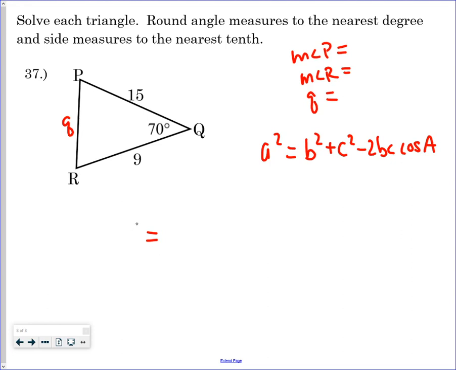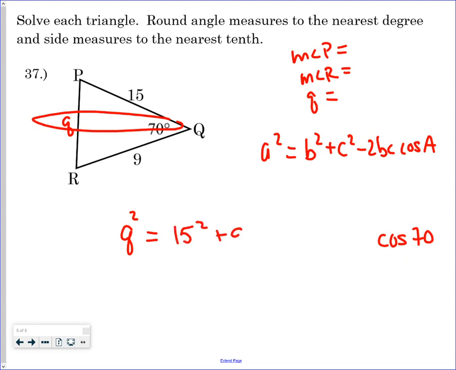Okay? What has to go here? The side, right? So what goes with the cosine here at the end? 70, right? Sine, cosine, or tangent always goes with an angle, all right? So then I just do the other two. 15 squared plus 9 squared minus 2 times 15 times 9, still times cosine 70, I just have a space there. Okay?